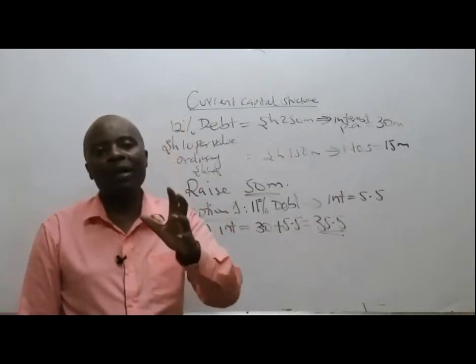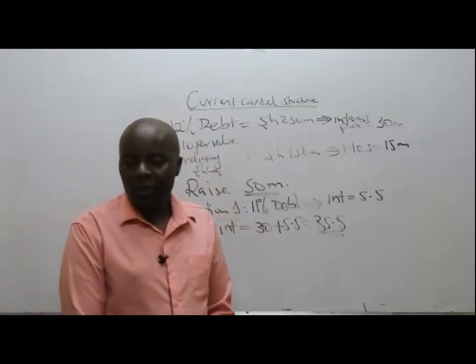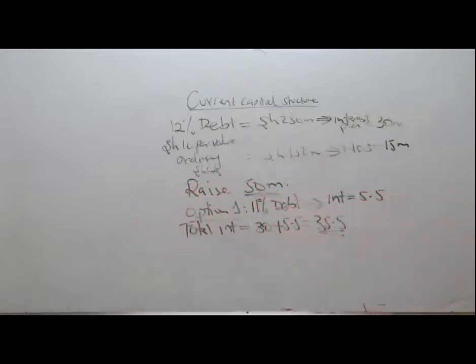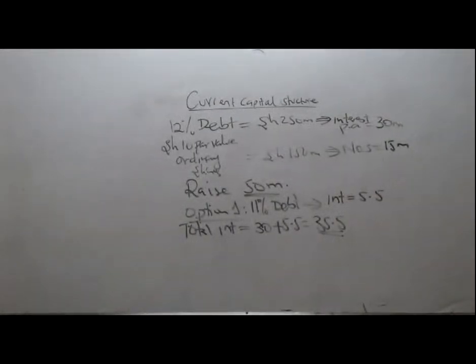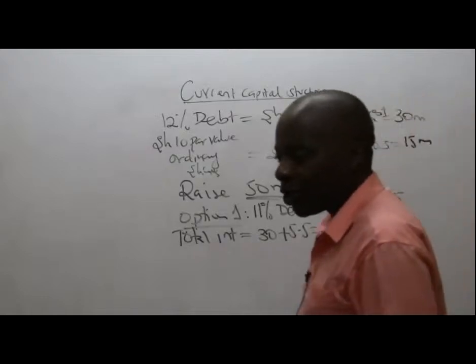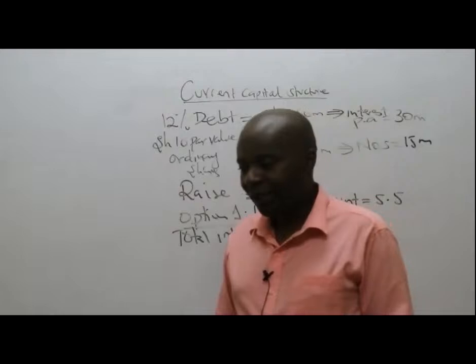Now, listen. Once I've been able to ascertain the total interest, the next thing I'll be required to do is to remember the formula of EPS. Could you kindly try to write down the EPS formula? Is there a student who is able to remember it? They're trying, but not yet there. Nobody has gotten it right.